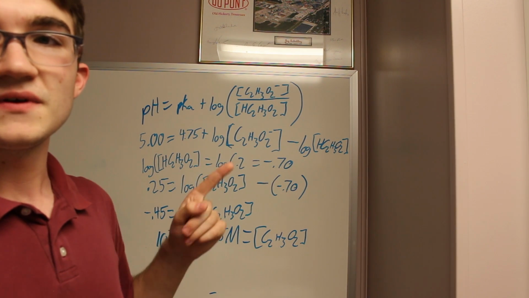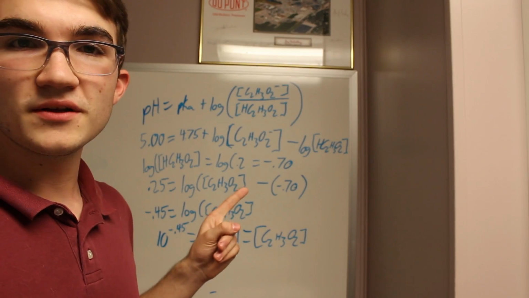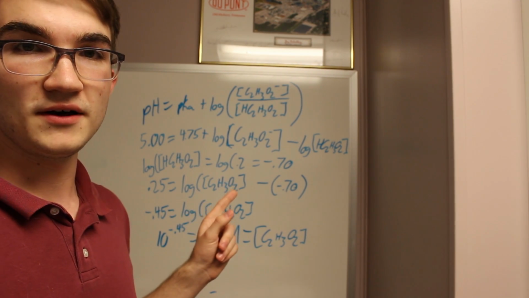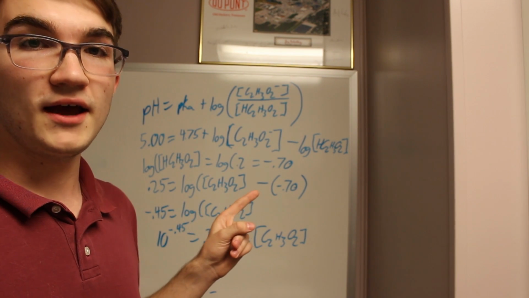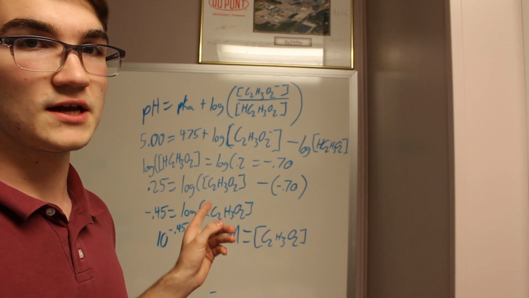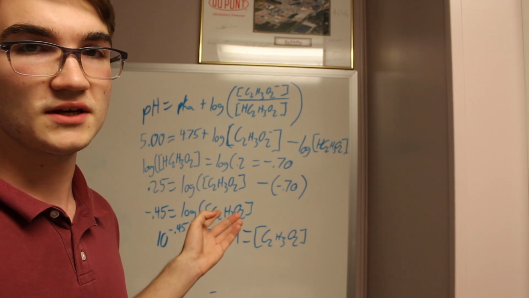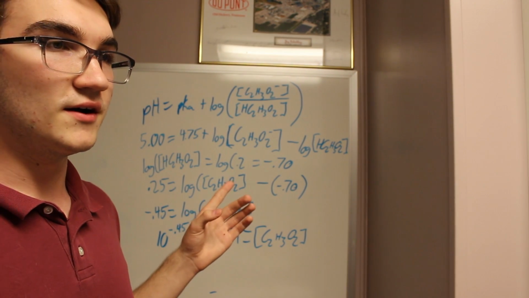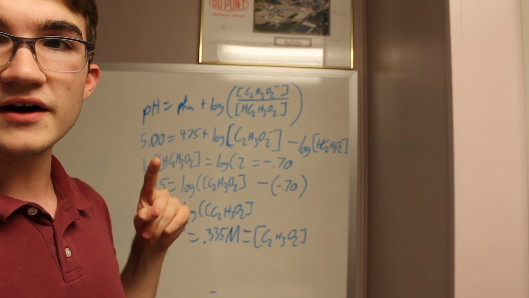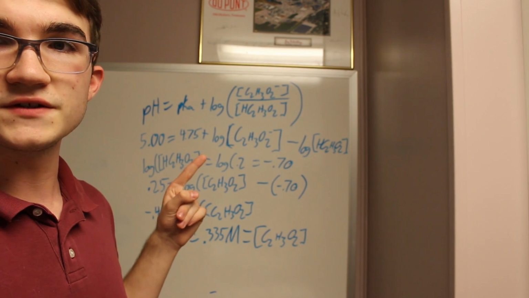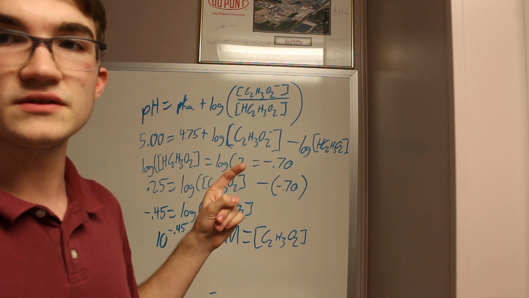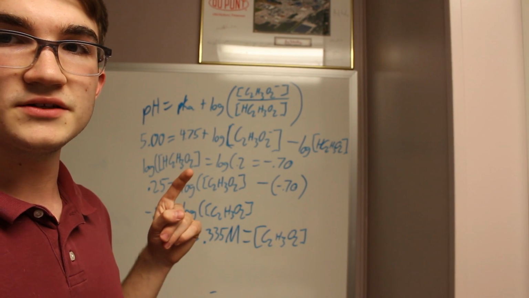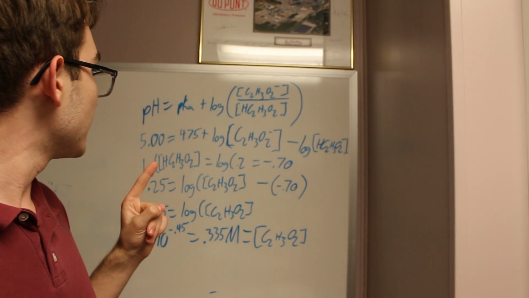If we look in the back of the book, we can find the Ka value for the acetic acid. Now to find the pKa value, we take the negative log of the Ka value, which in this case was 1.8 times 10 to the negative fifth, what we've used in previous problems. And we find that it is 4.75 when it's rounded off. So we can do 5 equals 4.75 plus the log of acetate minus the log of the concentration of the acetic acid.